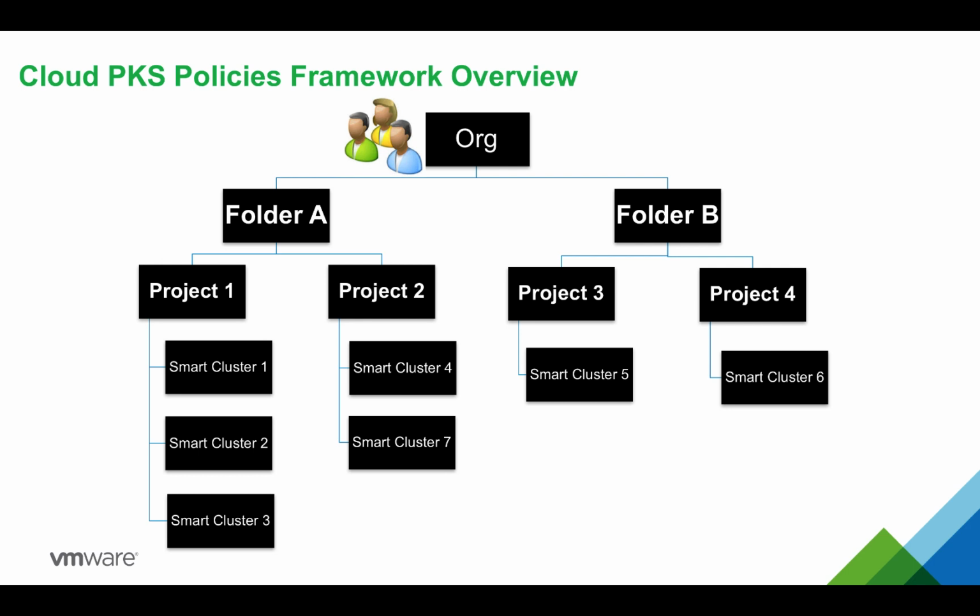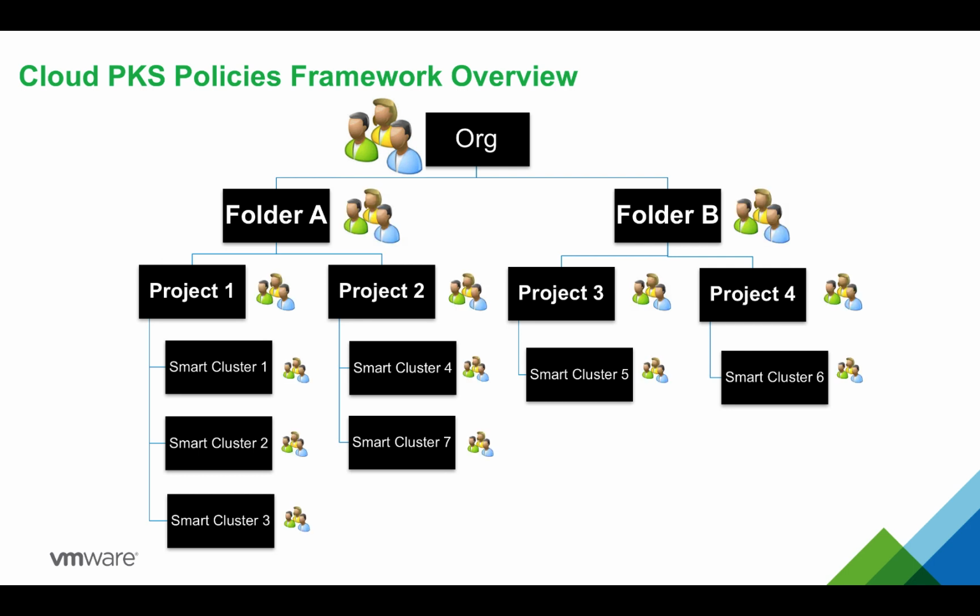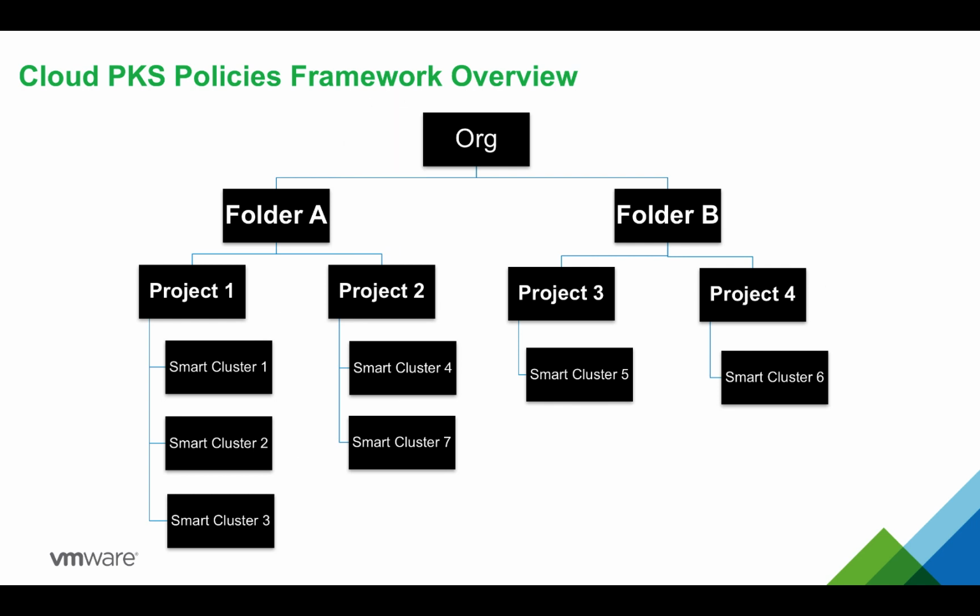Policy applied at the root of the hierarchy is inherited across its branches. So for any policy that gets applied at the org level, all folders, projects, and cluster resources within the org will inherit this policy. Similarly, if a policy is applied at the folder level, then all projects and clusters within the folder will inherit the policy.